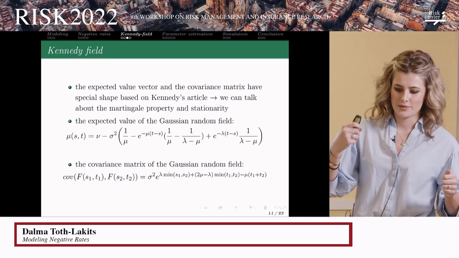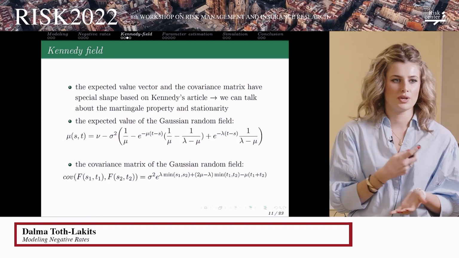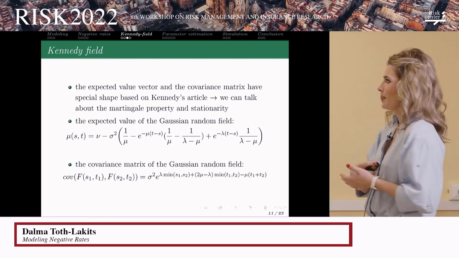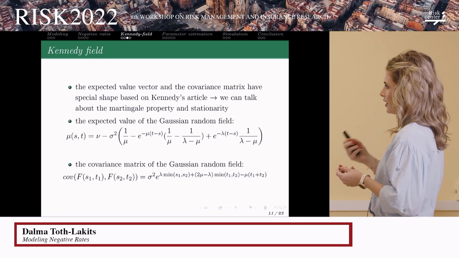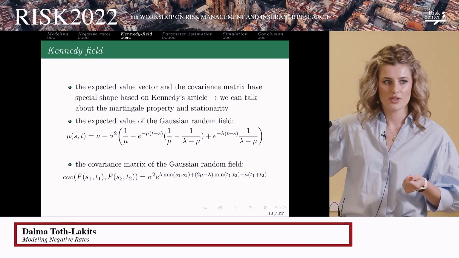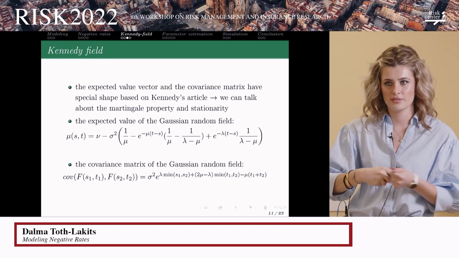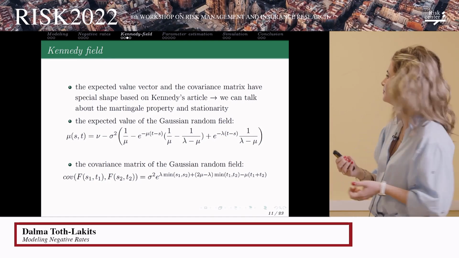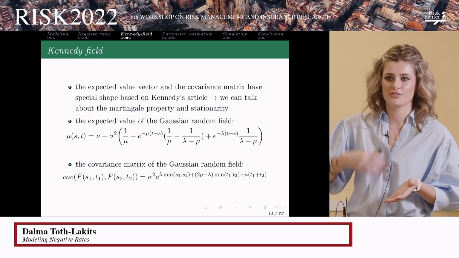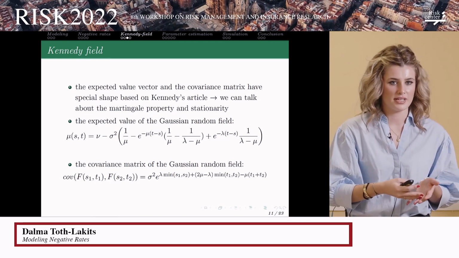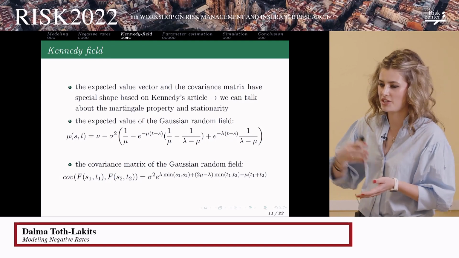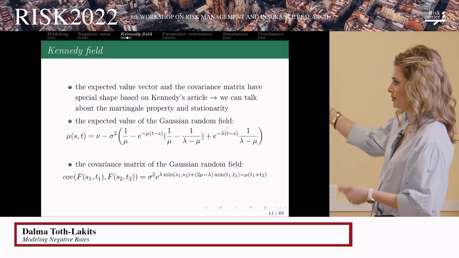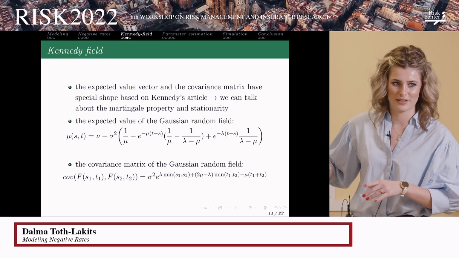Of course, in finance, we want to price assets, and we can do it in the risk-neutral measure. Therefore, there is a special shape for the expected value and the covariance matrix as well, because we have to talk about the martingale property and the stationary, and that's why we can change from the martingale measure to the risk-neutral measure. So it has to be in these not so beautiful shapes.